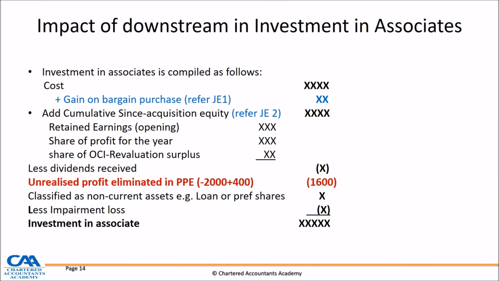Okay. So again, like I said, the impact will obviously be straight to your investment in associates. So every time you've got a downstream, the impact will go straight to your investment in associates.